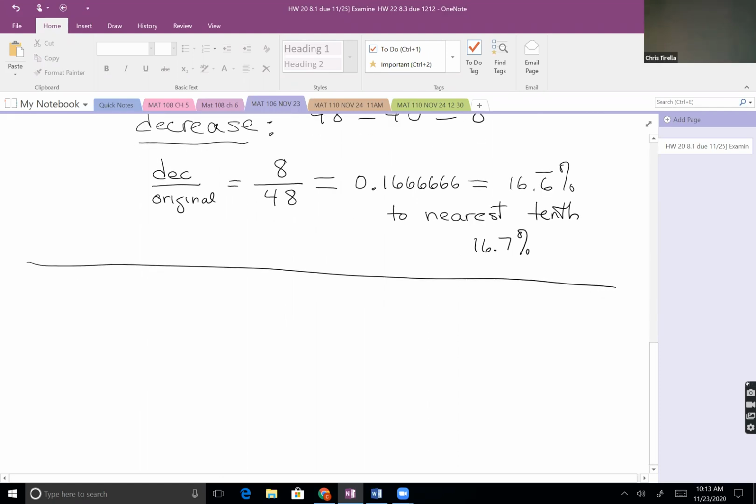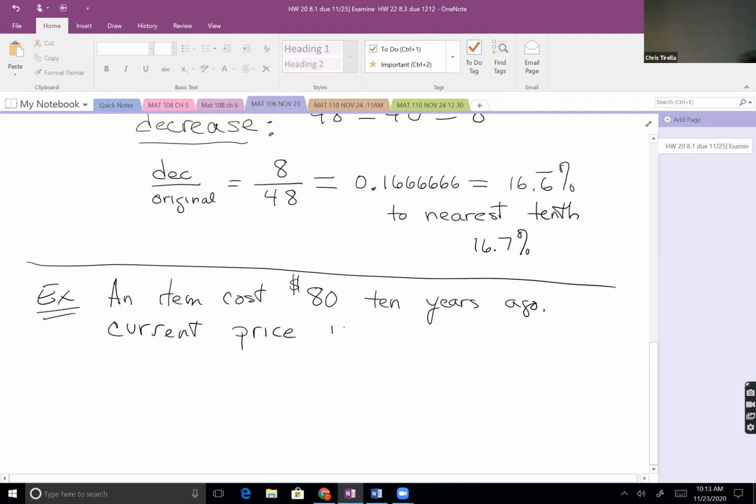Let's look at another example. Let's say an item cost, let's say $80 10 years ago. The current price is, let's say, $95. Let's find the percent increase.